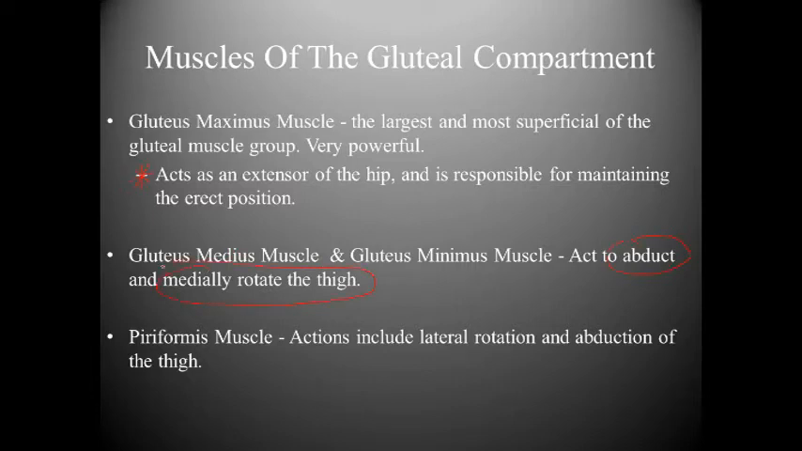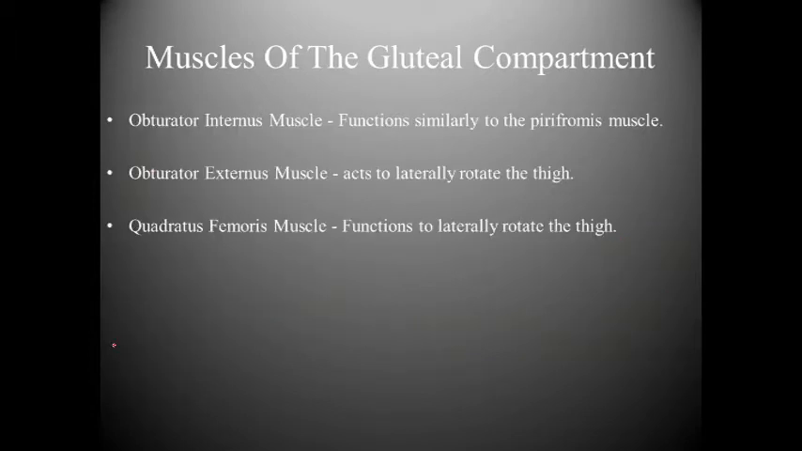The piriformis muscle, actions include lateral rotation and abduction of the thigh. The obturator internus muscle functions similar to the piriformis muscle. The obturator externus muscle acts to laterally rotate the thigh. The quadratus femoris muscle functions to laterally rotate the thigh. And so the obturator externus muscle and the quadratus femoris muscle are kind of working together.